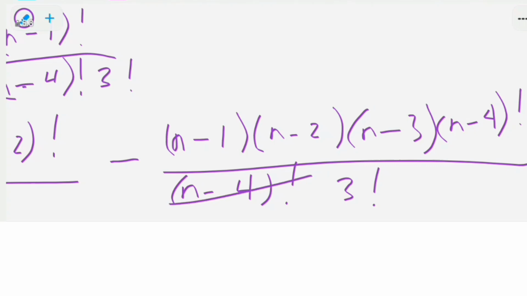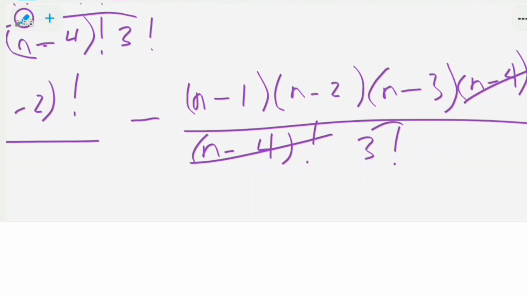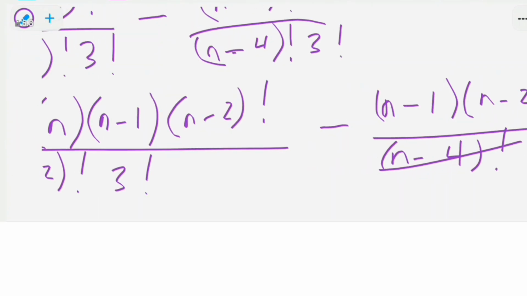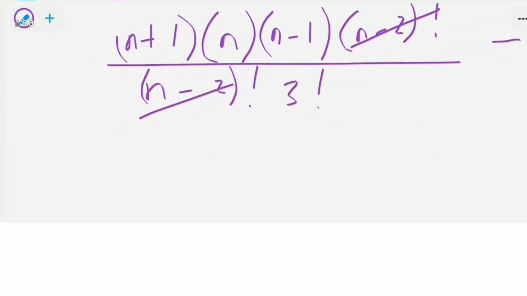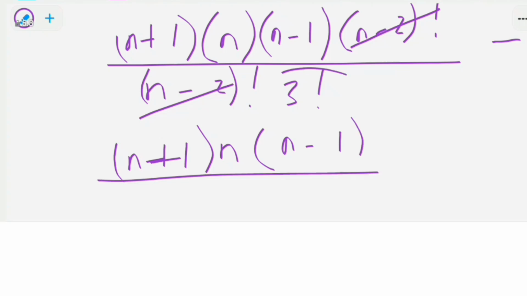So this one becomes this one here. 3 factorial is the same thing as 6, don't forget. Then for this other part here, this one will cancel out like this. So for this one, you're just going to have n plus 1. Let me start with n plus 1. n plus 1, then you have n, then n minus 1. Then 3 factorial is 6.